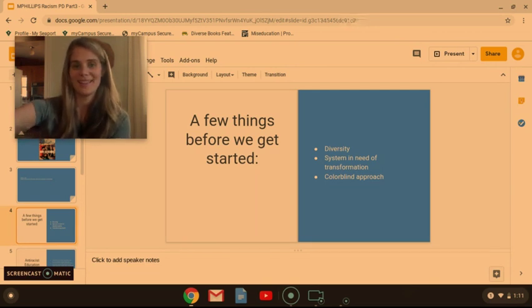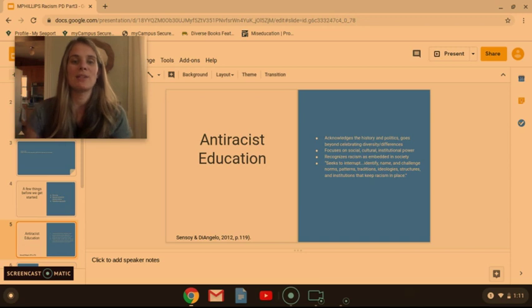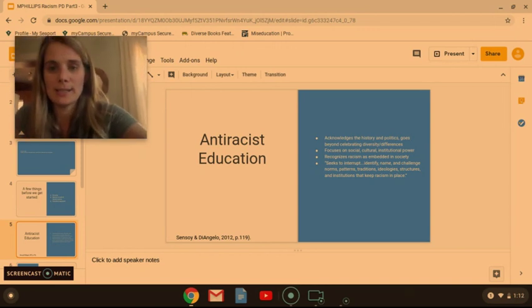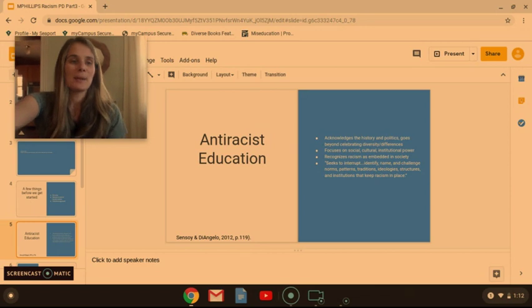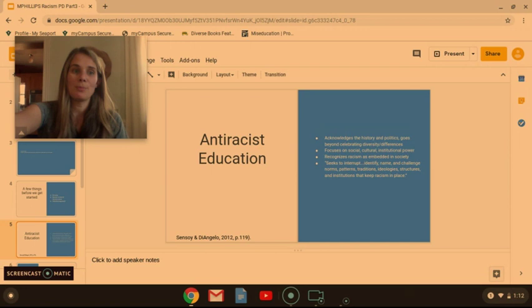So what we do want to focus on is anti-racist education. And this is from the book, Is Everyone Really Equal? And here are a few components of anti-racist education. So this is an acknowledgement of the history and politics of racism, and it goes beyond celebrating diversity and differences. Remember, diversity, just by celebrating it, you're not getting to the root of it, right? You're just celebrating it, and that is extremely surface level.